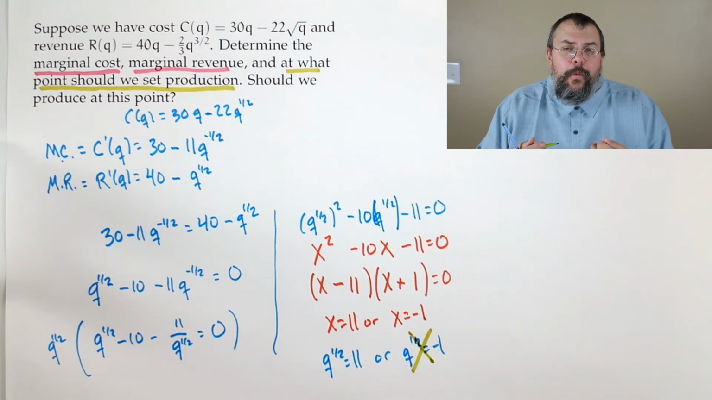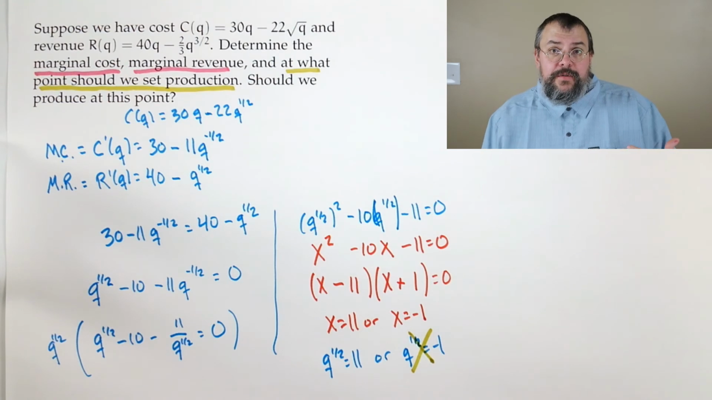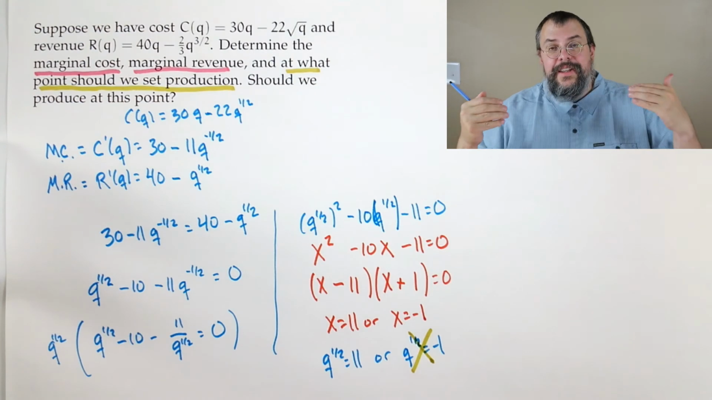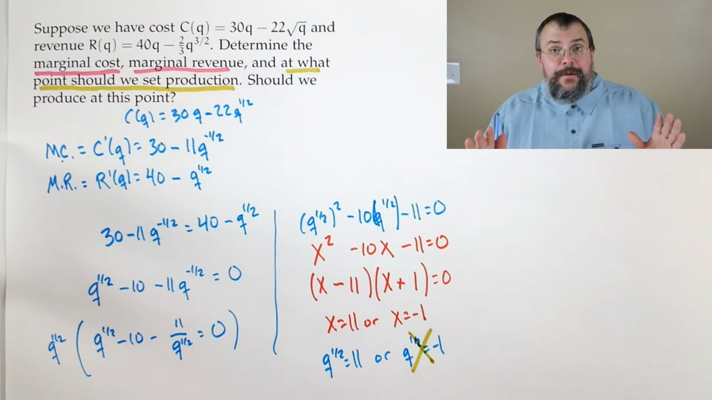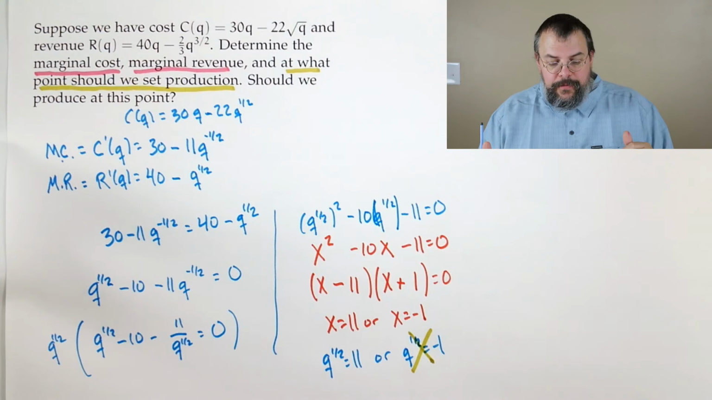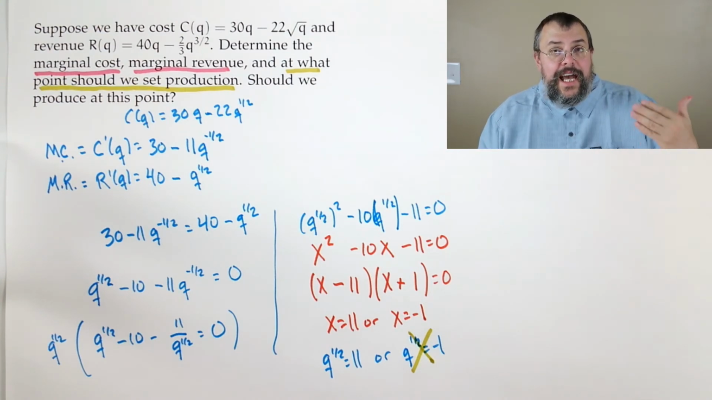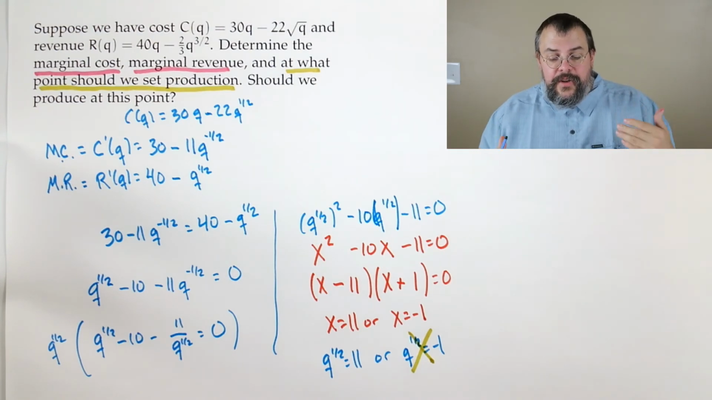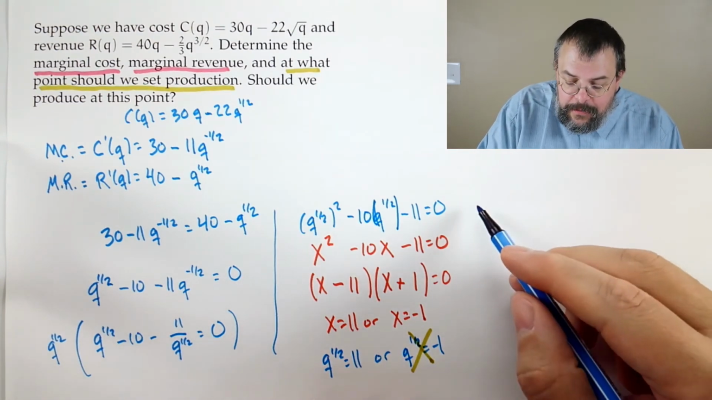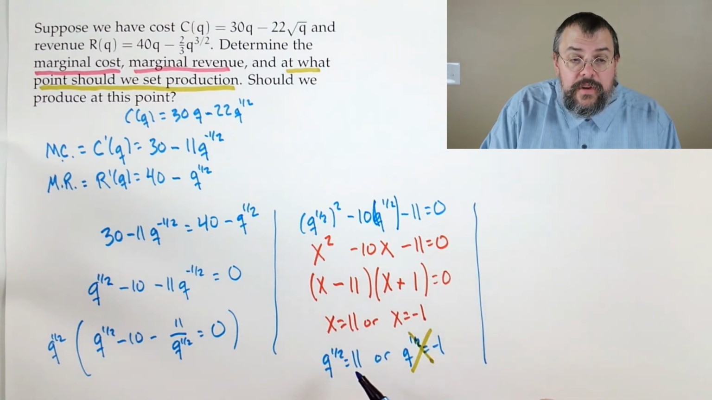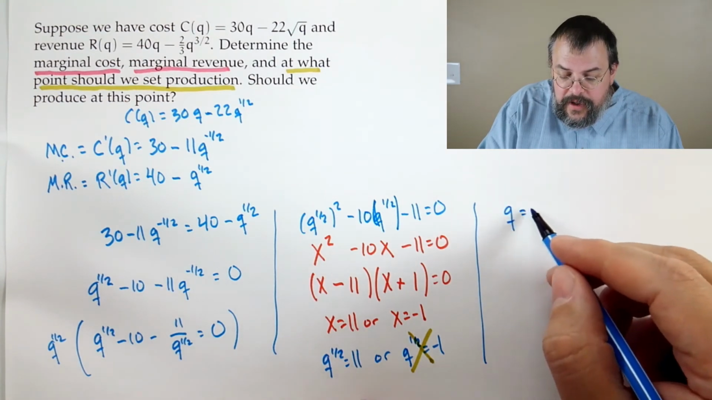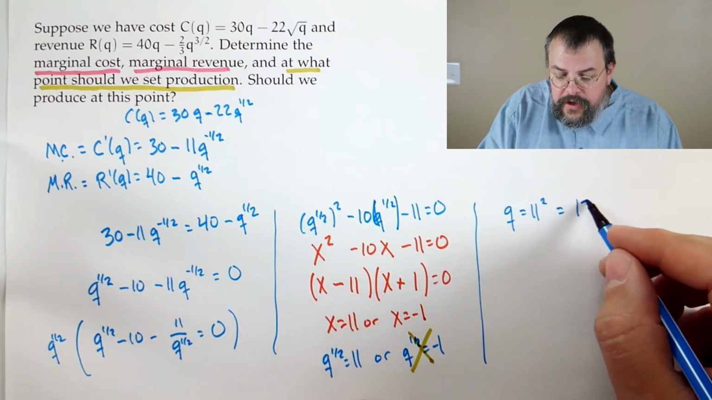Now you might say, why can we eliminate that one? Well, when we talk about the square root of q, which is what q to the 1/2 is, we always mean the positive square root of q. This is a negative value, so we can't end up with a negative value coming out of the square root. So we only have q to the 1/2 equals 11, because that's a positive number, so that's fine. That tells us we should pick q to be 11 squared. So q equals 11 squared equals 121.